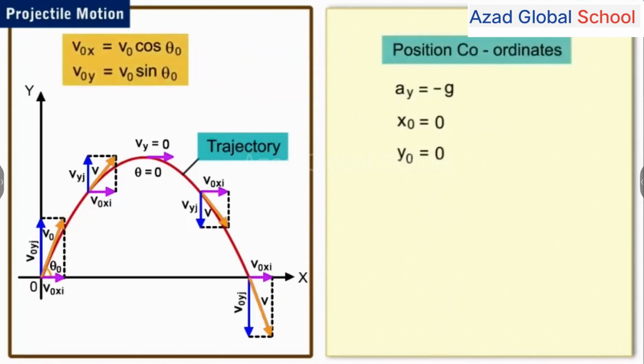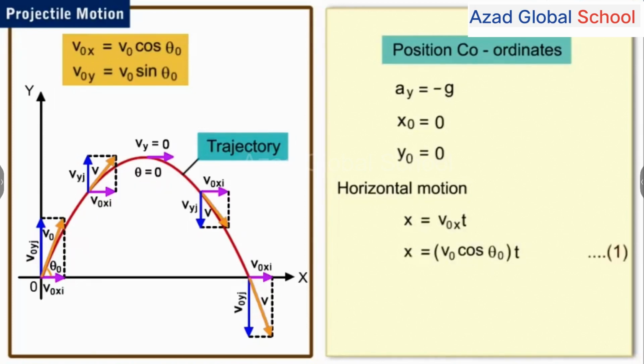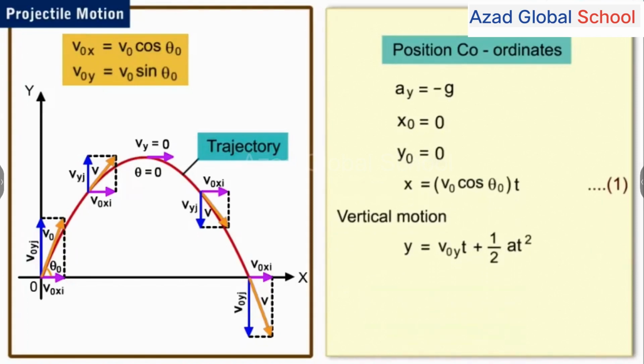Now let's find the position coordinates of the projectile at any time t. Consider the horizontal motion: x is equal to v0x into t. On substitution, we get x is equal to v0 cos θ0 into t. Let this be equation 1. Similarly, vertical motion can be written as y is equal to v0y into t plus half at square. On substitution, we get y is equal to v0 sin θ0 into t minus half gt square. Let this be equation 2.